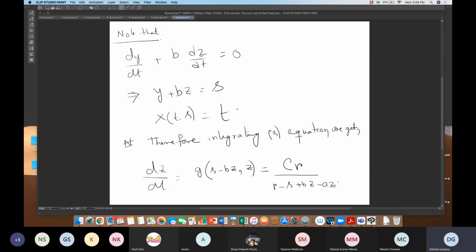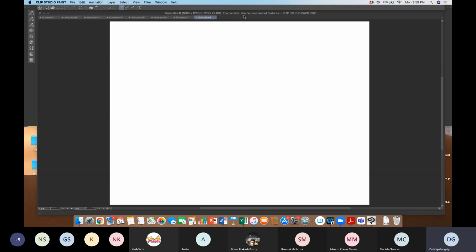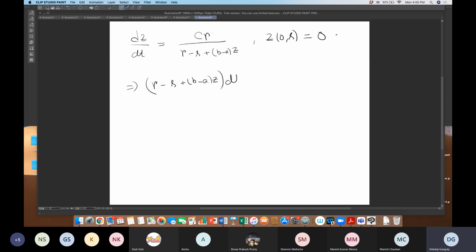Okay, so you obtain dz by dt is equal to cr by r minus s plus b minus a into z, because our main aim is to find z, right? And z(0) is c. So I can solve in this way: r minus s plus b minus a z dz is equal to cr dt. I can integrate both sides. I will get crt equal to the integral from 0 to t of r minus s plus b minus a z prime tau.